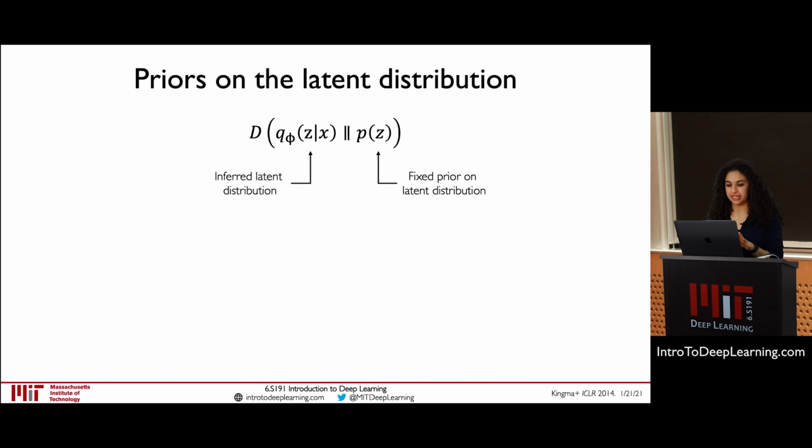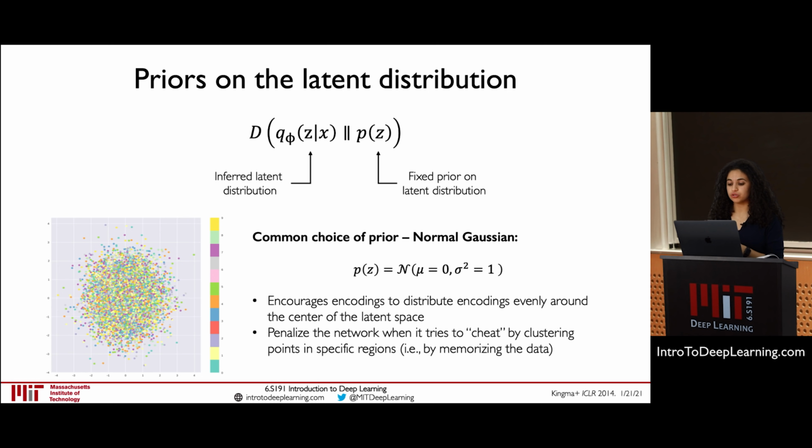I'll first tell you what's commonly done. The common choice, used very extensively in the community, is to enforce the latent variables to roughly follow normal Gaussian distributions, which means a normal distribution centered around mean 0 with a standard deviation and variance of 1. By placing these normal Gaussian priors on each of the latent variables, and therefore on our latent distribution overall, this encourages the encodings learned by the encoder portion of our VAE to be distributed evenly around the center of each of the latent variables.